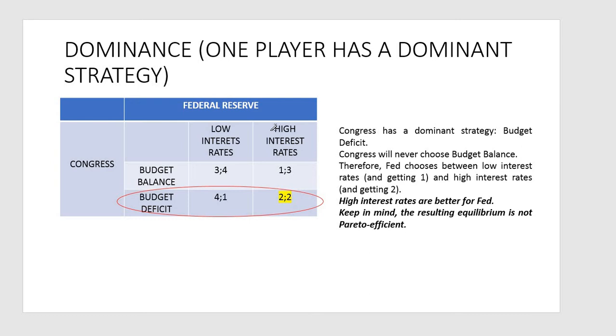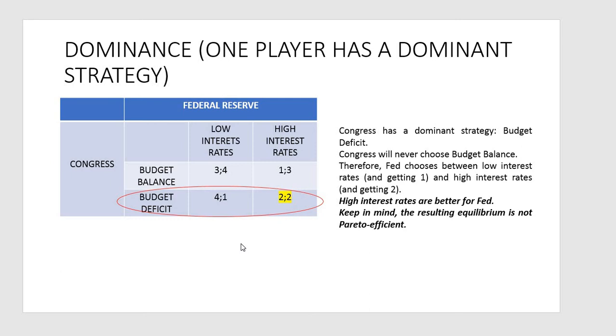So, budget deficit is a dominant strategy for Congress, because regardless of the decision made by the central bank, it's always better to have budget deficit. If there are low interest rates, then budget deficit means 4, while balance means 3. If there are high interest rates, then budget deficit means 2 instead of 1. So yeah, budget deficit is a dominant strategy for the Congress.